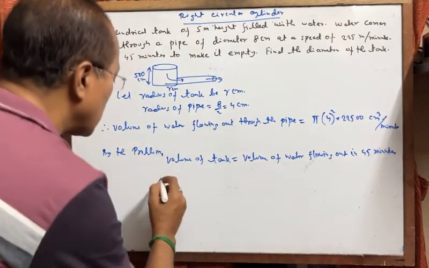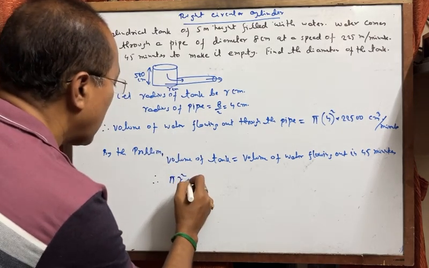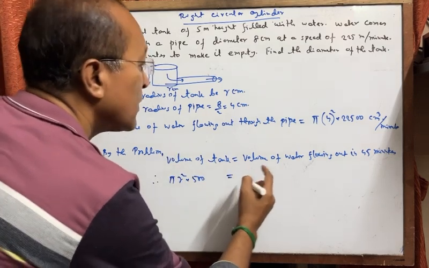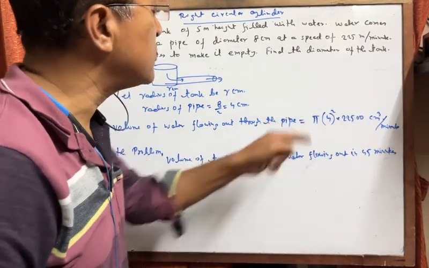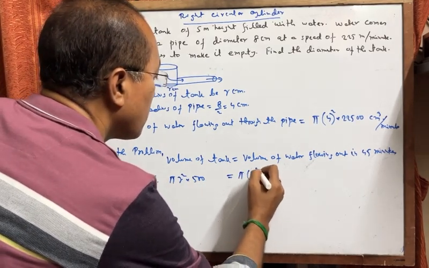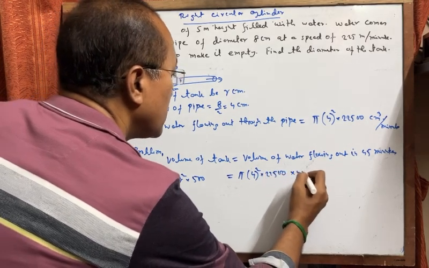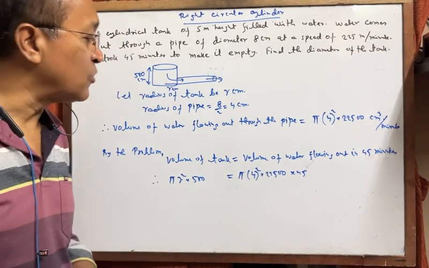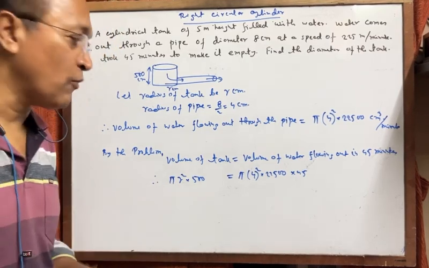Volume of tank means it will be pi r square into 500. That is equal to, we have already found volume of water flowing in 1 minute is this one. So it will be pi 4 square into 22500 into 45, right? In 45 minutes, into 45. Now we have to find, just by calculation, the value of r.